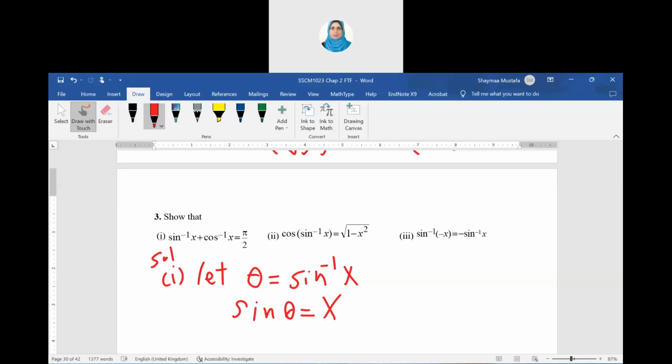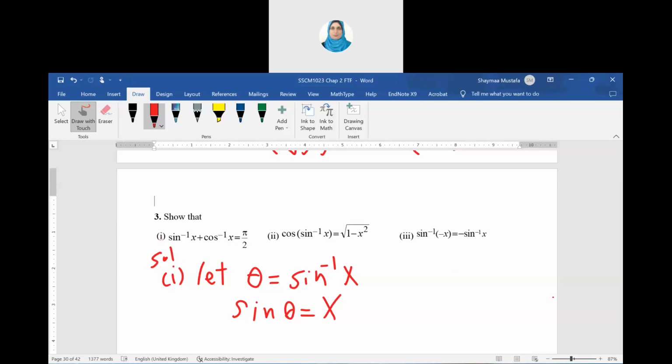This means that when I say theta is equal to sine inverse x, this means that sine theta is equal to x. Now I need to calculate cos inverse x, or cos x, because I have sine inverse plus cos inverse. So I need to calculate cos x.